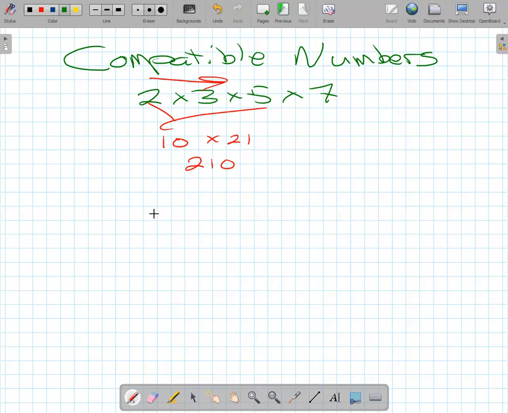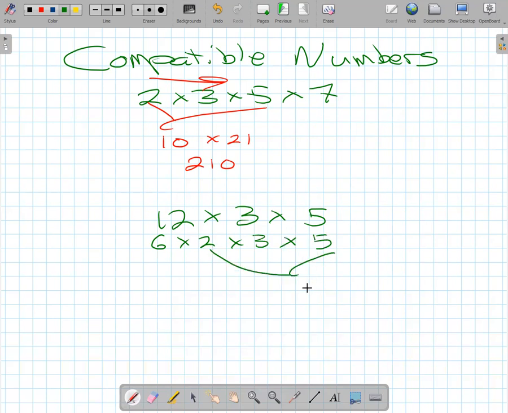And other versions of that, if I had something like 12 times, let's do 3 times 5, recognizing that 12 is even, so I could view that as 6 times 2. And then I can take that 2 and 5 again. 6 times 3 is 18, and I can get 180.